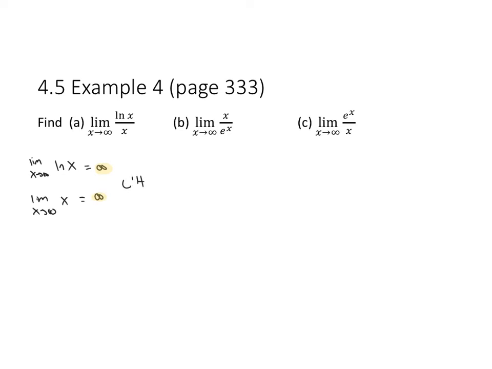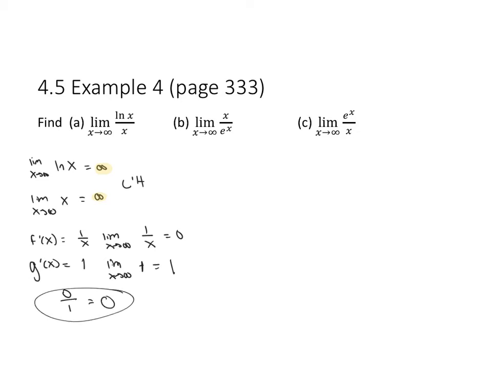I'll take the derivative of the numerator, which is 1 over x, and then the limit as x goes to infinity of 1 over x is 0. I'll take the derivative of the denominator, which is x, and the derivative is just 1. And the limit as x goes to infinity of 1 is still just 1. So this is going to be 0 over 1, or just 0.